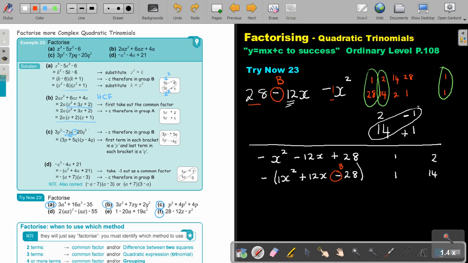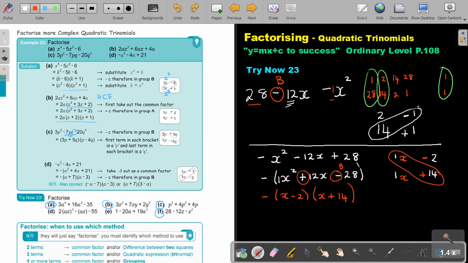Then I'm going to take the biggest over cross product, which in this case is this one, and that is going to get a positive sign. And this one is going to get the opposite sign, a negative. And then it's x squared, x, so it's going to be x, and x. My final answer is going to be x minus 2, x plus 14. So x plus 14, x minus 2. That is how I will do it.